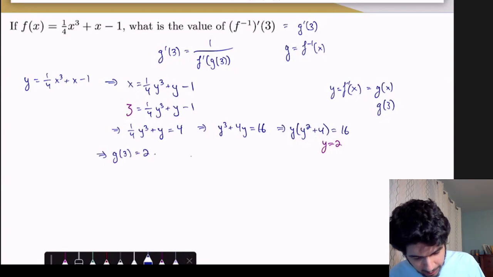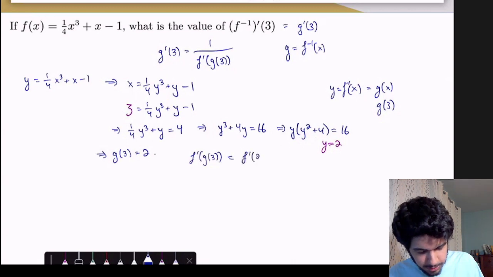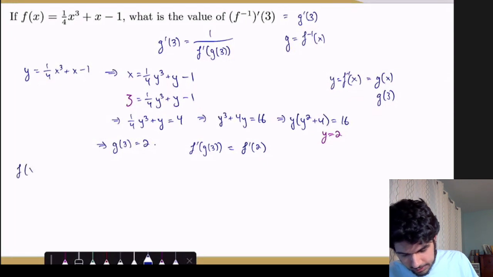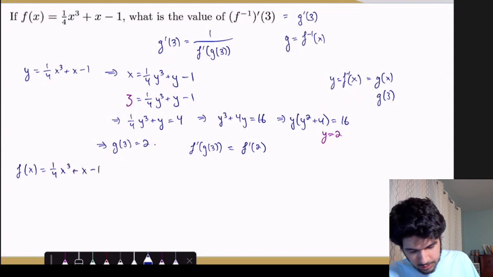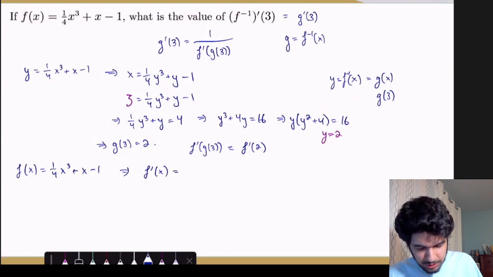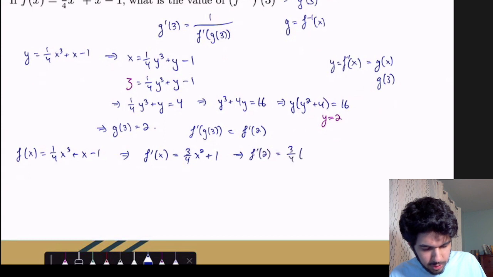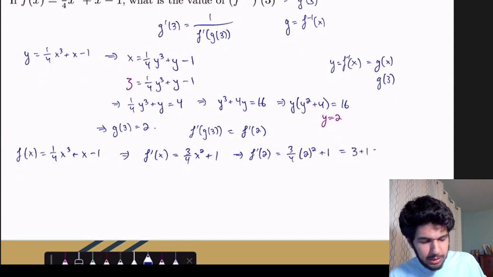But now we want f prime of g of 3, which is equal to f prime of 2. So first let's find f prime of x. f of x we were given is 1/4 x cubed plus x minus 1. So f prime of x, this will require the power rule, is 3/4 x squared plus 1. Now we can solve for f prime of 2. f prime of 2 equals 3/4 times 2 squared plus 1, which is equal to 3 plus 1, equal to 4.